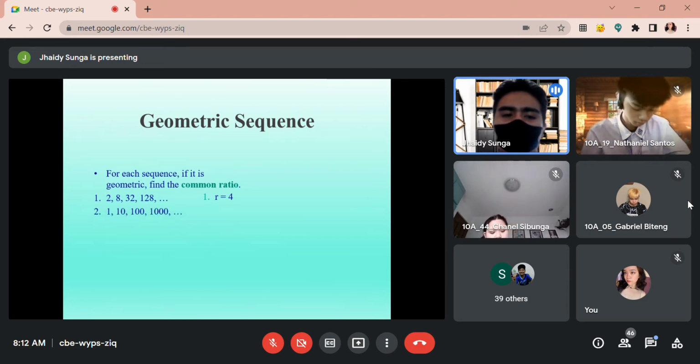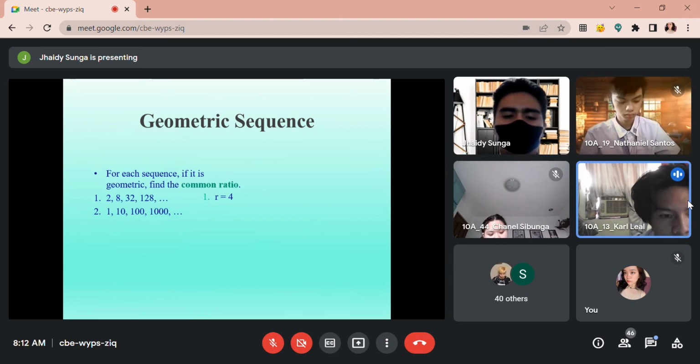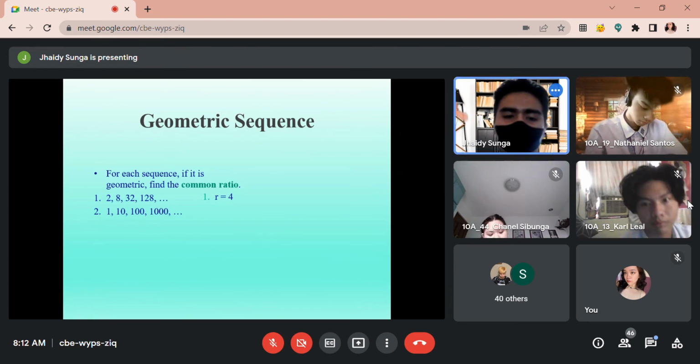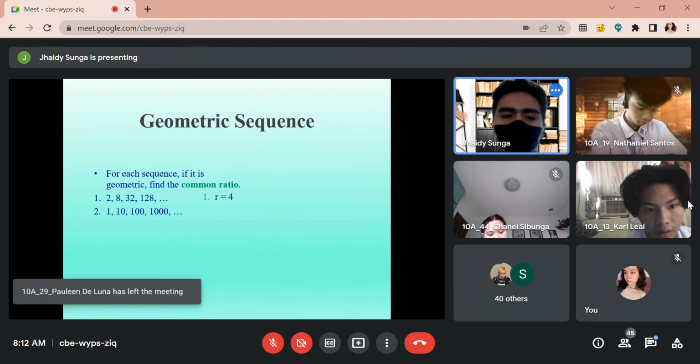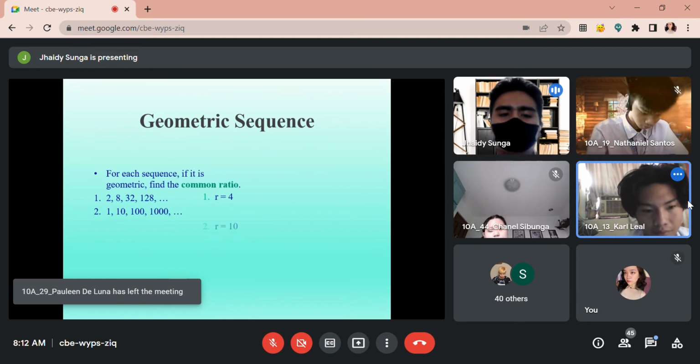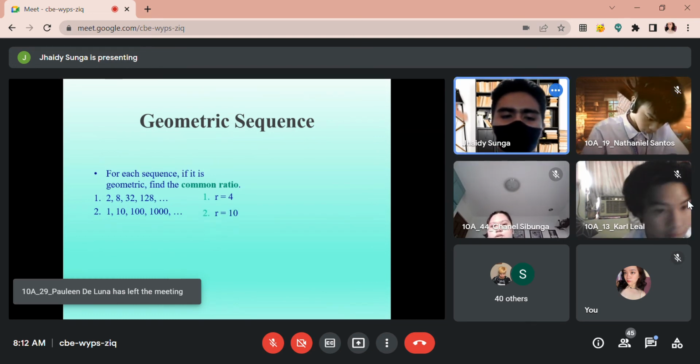So we have 1, 10, 100, and 1,000. 10, po. It is 10. So is it geometric or not? It's geometric, po. So it is geometric, and the common ratio is 10.